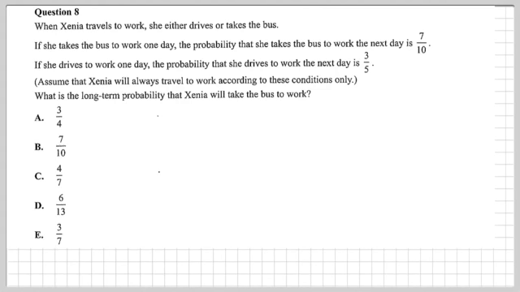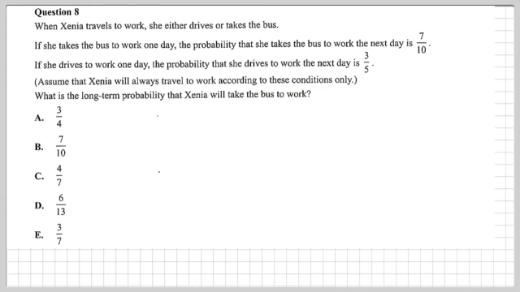Okay guys, question 8. Xenia travels to work. She either drives or takes the bus. If she takes the bus to work one day, the probability that she will take the bus the next day is 7/10. If she drives to work one day, then the probability that she will drive to work the next day is 3/5. This is conditional probability. Assume that Xenia will always travel to work under these conditions. What is the long-term probability, Markov chains, that Xenia will take the bus to work?